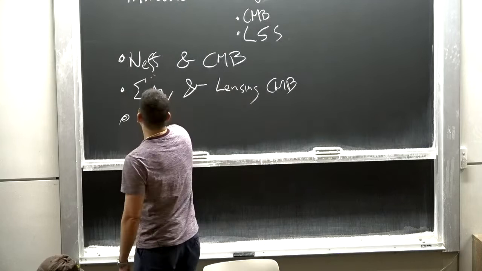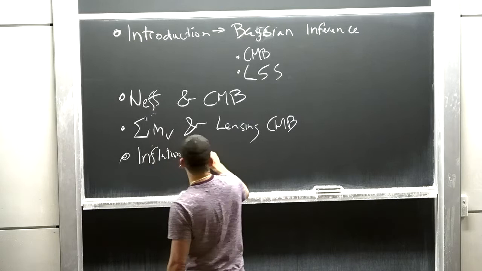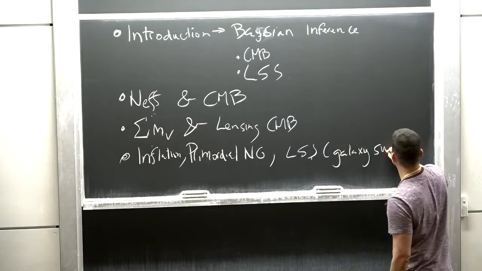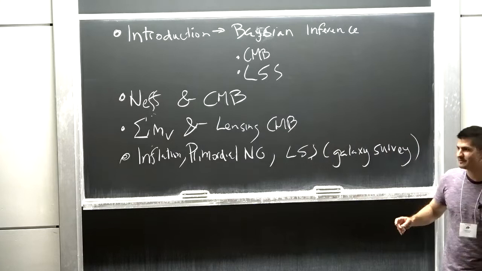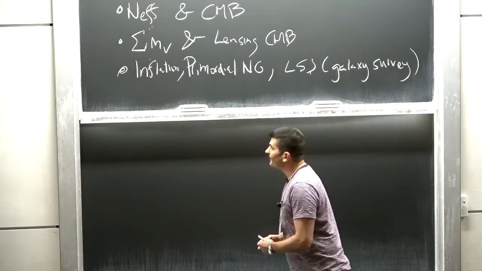And then in the last lecture, which is the one that I also hope to get to, which is why we would cut the previous one, we're going to talk about inflation, primordial non-Gaussianity, and large-scale structure surveys. Here, this will mean galaxies in particular. Okay, so that's my plan. Does that plan make sense to people? Okay, so when in doubt, this is what I'm trying to do. We'll see if I achieve it, but the notes at least try to do this. At the very least, you'll have a written record of my failure to cover all of these topics.